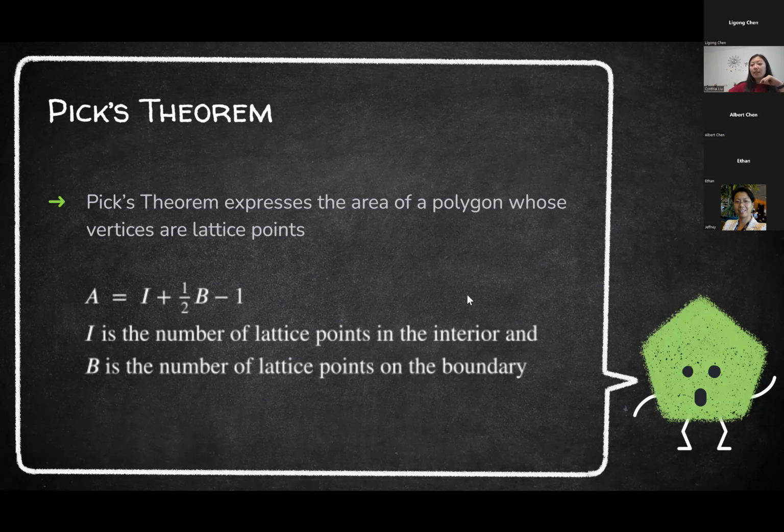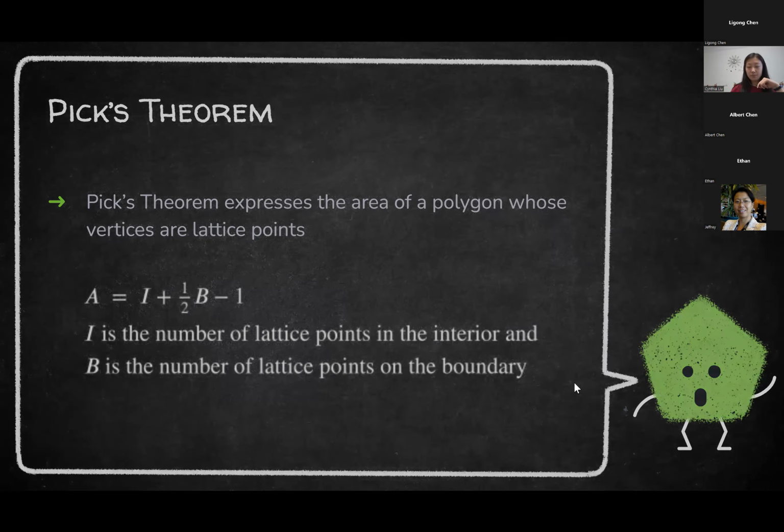Pick's theorem basically just expresses the area of a polygon whose vertices are lattice points. So if it gives you a shape with a bunch of lattice points on it, and it tells you to find the area, instead of trying to count the squares or count the triangles to find area, you can use this formula. The formula is A is equal to I plus 1/2 B minus 1. A is the area, I is the number of lattice points in the interior, and B is the number of lattice points on the boundary. This way you can just plug it into the formula and you can find it super quick. Let me show you an example of this.